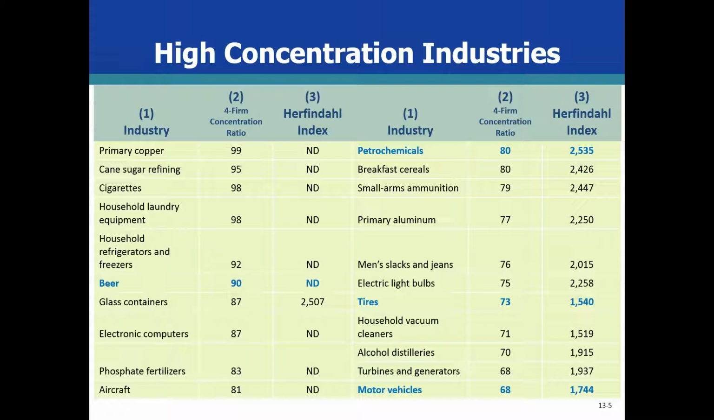Based on U.S. Census data, the firms on this chart all have 4-firm concentration ratios that are higher than 40%, and the Herfindahl index is greater than 1,500. The beer, petrochemical, tires, and motor vehicle industries are highlighted examples of oligopolies.